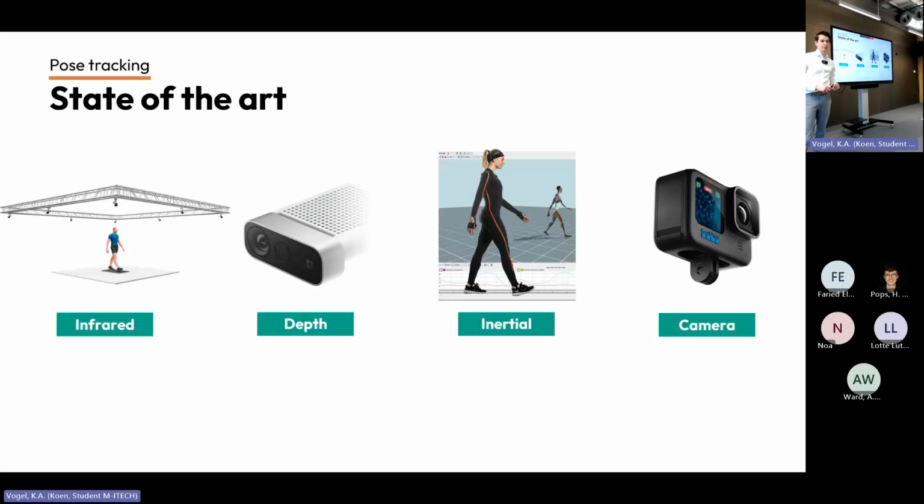The last one, which may be most interesting, is camera-based pose tracking, because in the last decade there has been a lot of innovation in that, because it uses machine vision and AI models to infer a pose from a raw video feed from any webcam or camera that's out there.